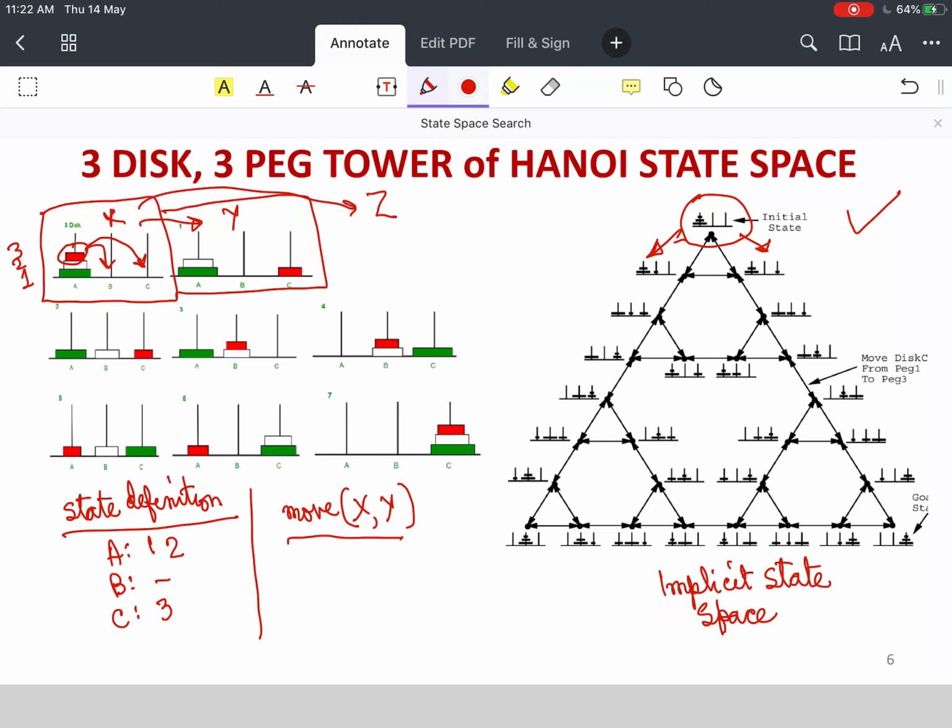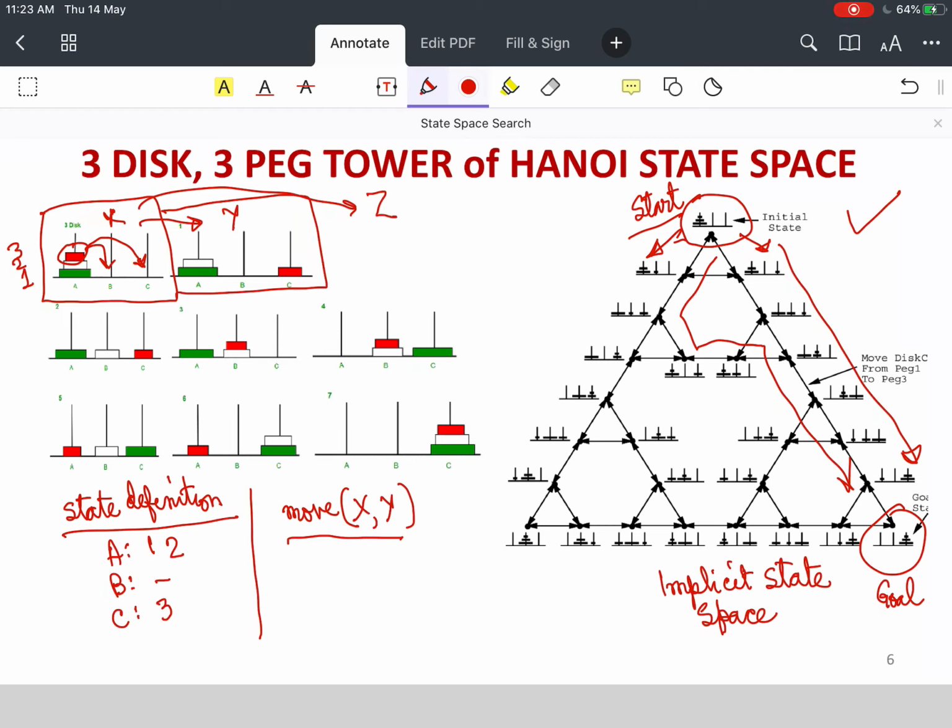And what is our goal state? If our start state is that all the disks are properly stacked up in A, our goal state is that all the disks are properly stacked up in C. And we can find out from this state space that this is one solution, this is one solution, and all the paths that lead from the start state to the goal state. In fact, in this state space you can put any state as the start state and any state as the goal state, and you will get a sequence of paths.